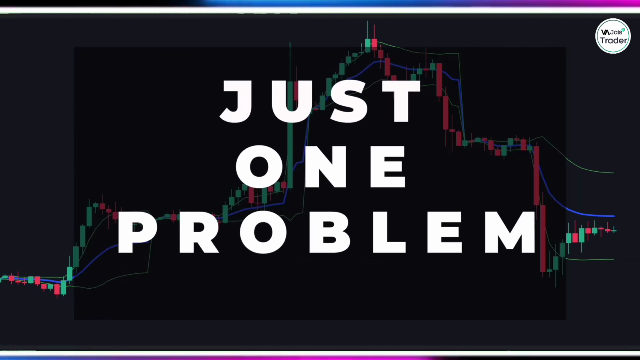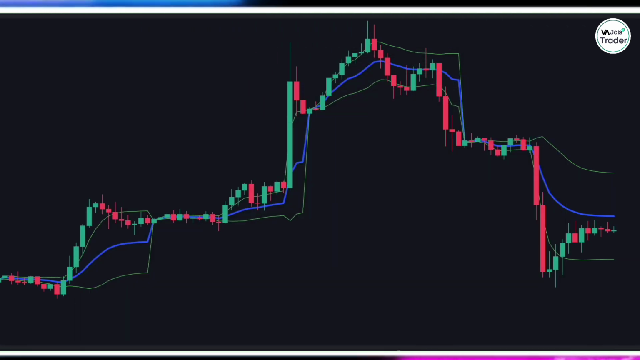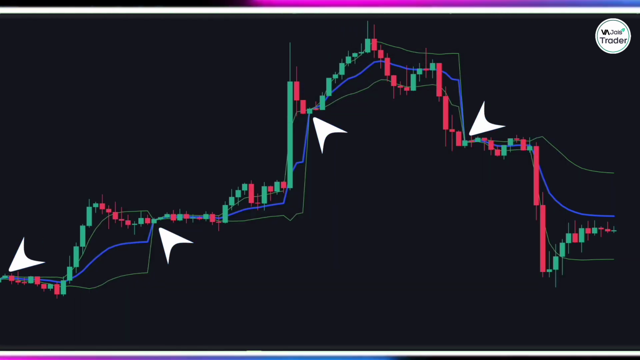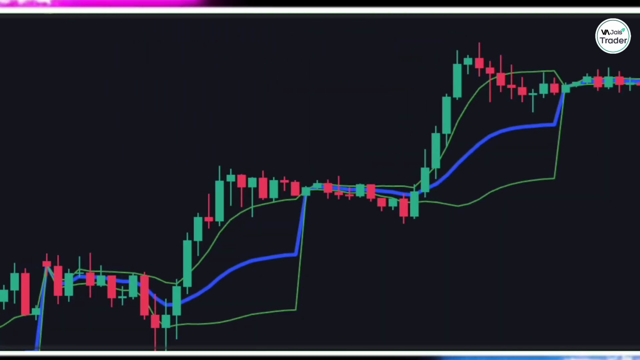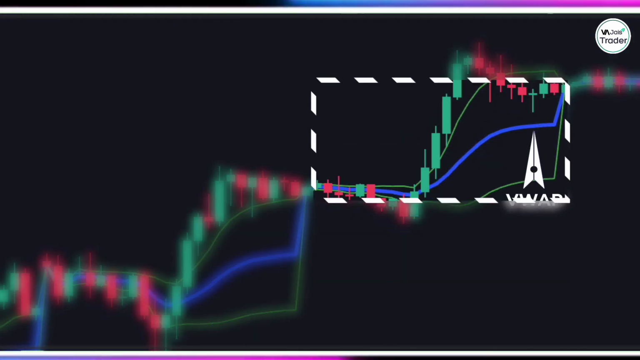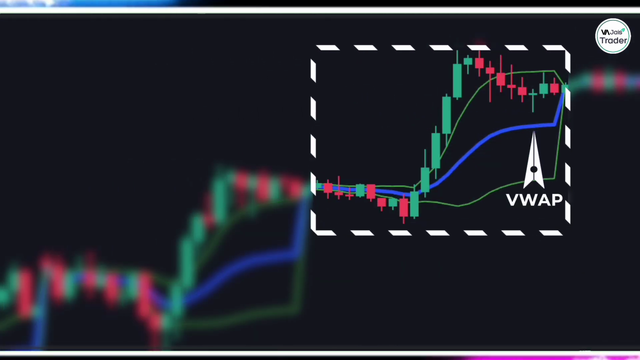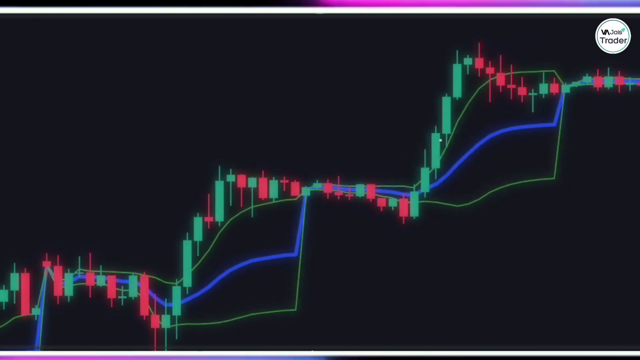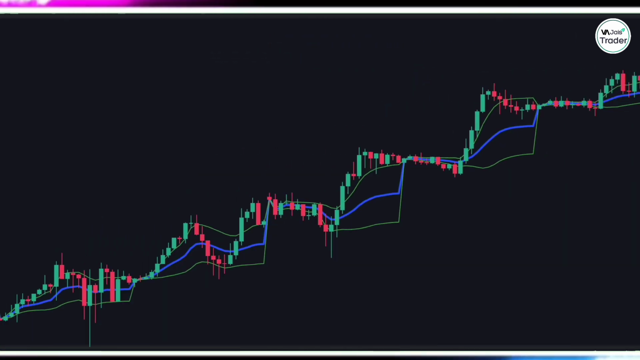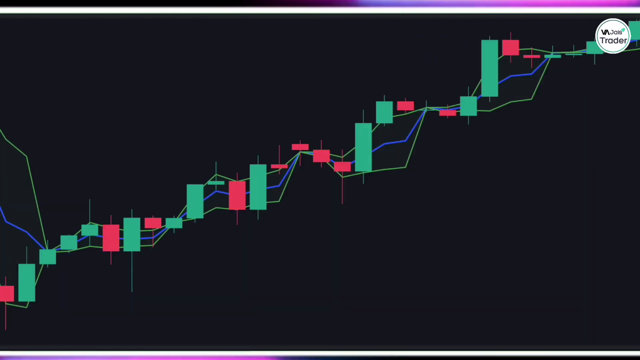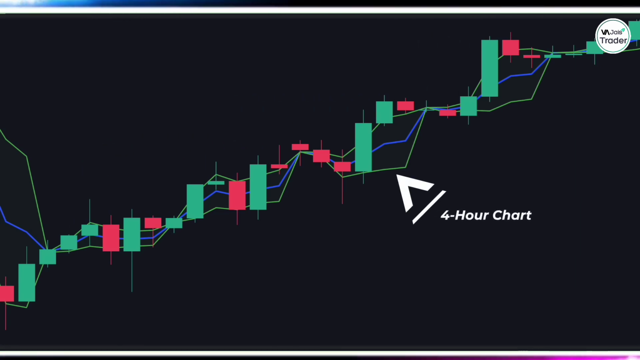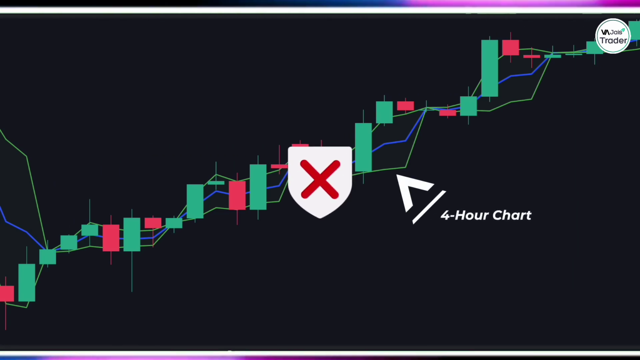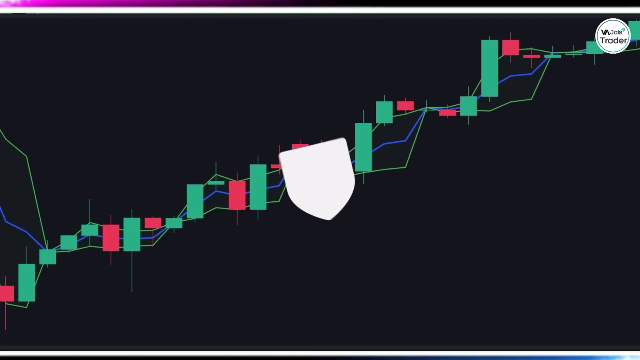But the VWAP has one problem. It starts its calculations from the opening of the day. So at any given moment, the VWAP value is only based on the current day price action. But what if we want to look at a broader context? What if we want to use a higher time frame to trade? The regular VWAP has no value for a swing trader.